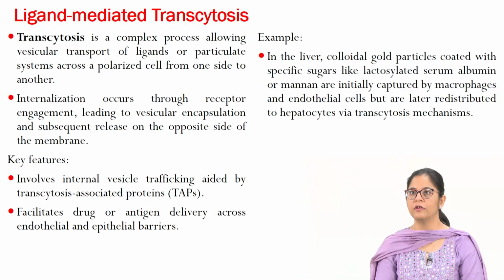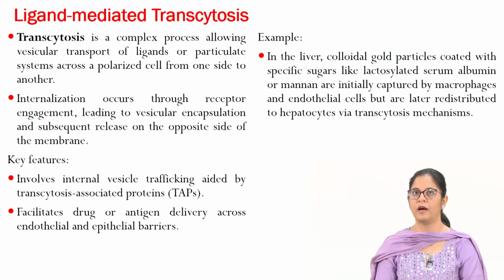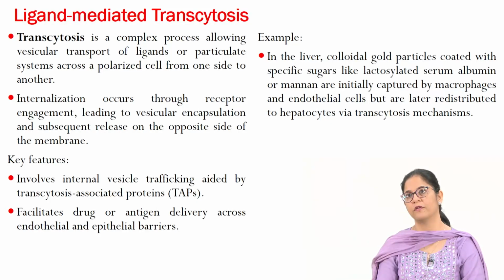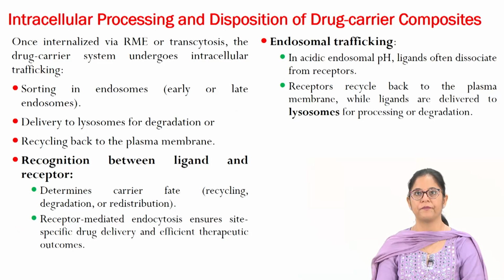So, in the liver, colloidal gold particles coated with sugars like lactosylated serum albumin or mannan are initially captured by macrophages and endothelial cells, but later they are redistributed to hepatocytes via the transcytosis mechanism. So, both endocytosis and transcytosis play a role in the transfer of these gold particles.